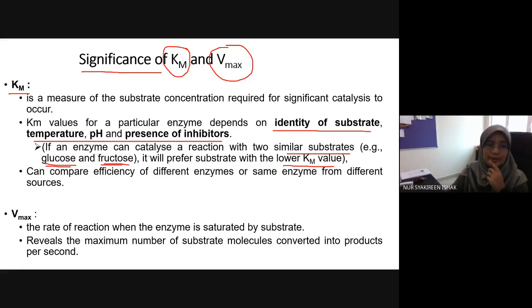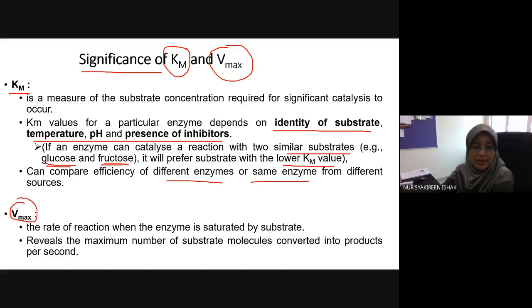So by knowing the Km value, you can compare the efficiency of different enzymes or the same enzyme from different sources. So you know which enzyme is more efficient to catalyze the reaction. Okay. And then what is the significance of Vmax? As you know, the Vmax is the rate of reaction when the enzyme is saturated by substrate. The maximum velocity or rate of reaction for the enzyme to catalyze the reaction.